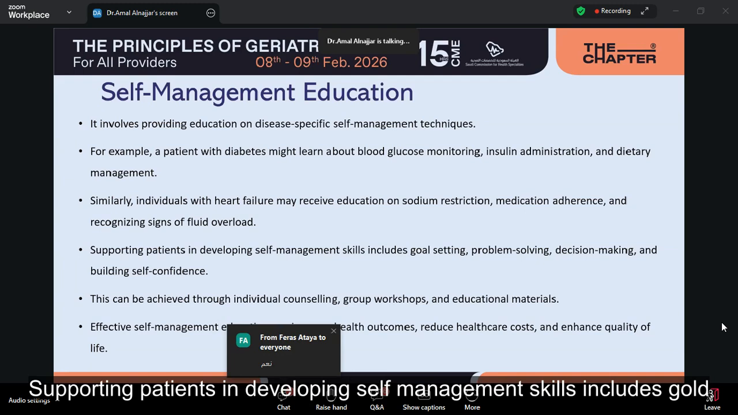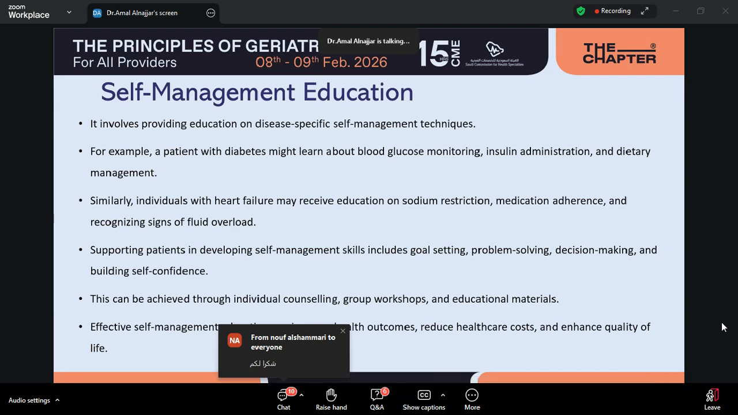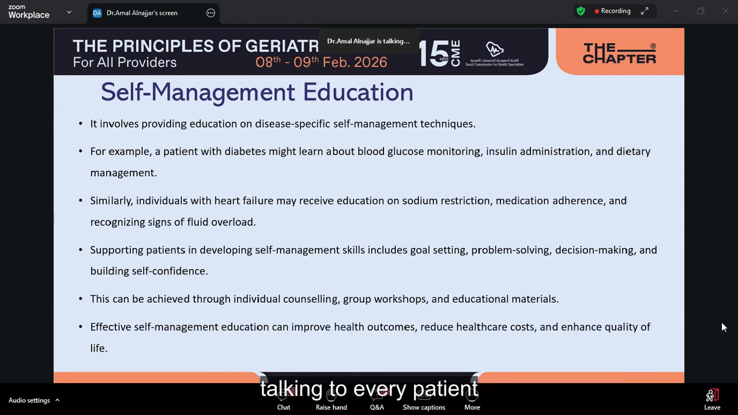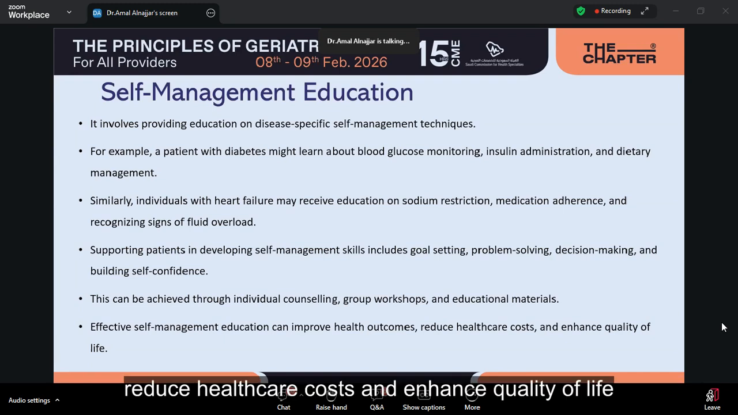Supporting patients in developing self-management skills includes goal setting, problem solving, decision making, and building self-confidence, which is very essential. And this can be achieved through individual counseling, talking to every patient standalone, group workshops, and educational materials. Effective self-management education can improve health outcomes, reduce healthcare costs, and enhance quality of life.